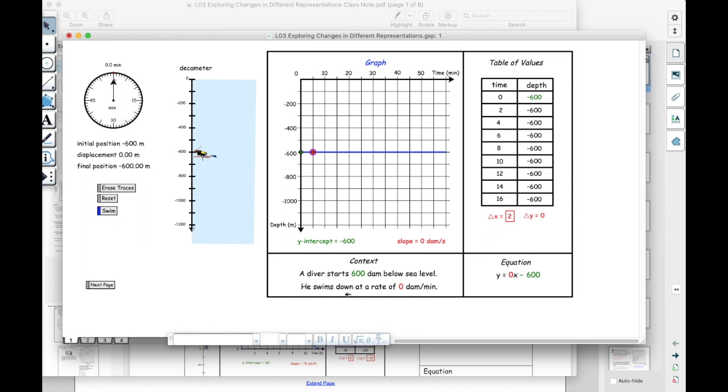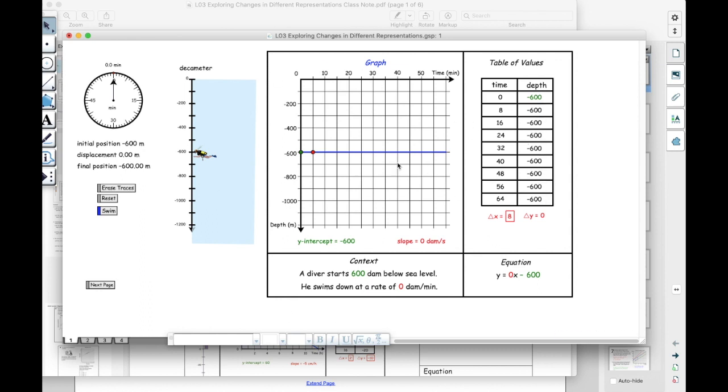So when we drop it here, I wrote he swims down, but I should really fix that to say the diver isn't moving at all. So I should go back and adjust that to say the diver isn't moving. We don't need to write the 0x here. We could just write this as y equals negative 600. And now it doesn't matter what I change delta x to, delta y will always be 0 because our rate of change is 0. The depth is always going to stay constant at negative 600.